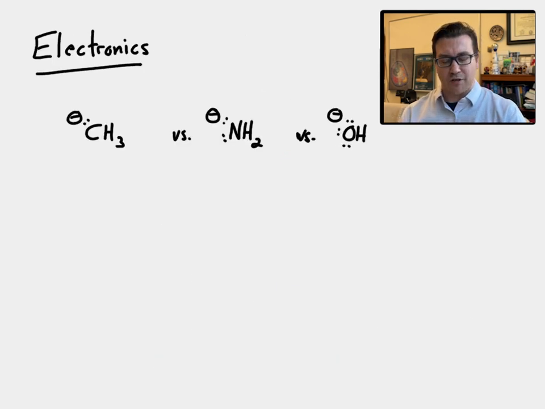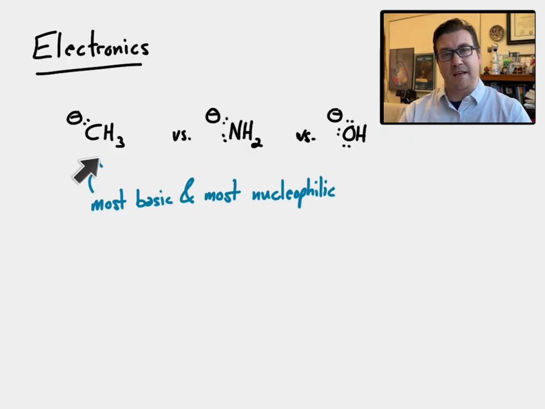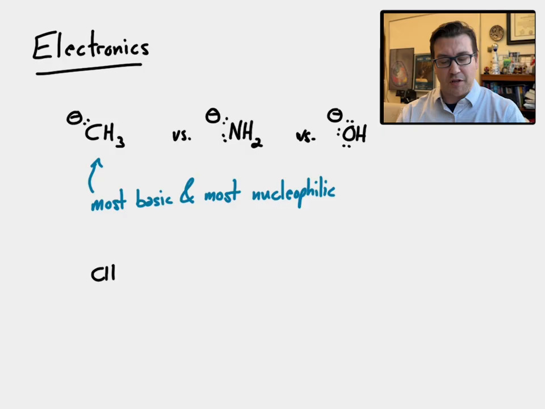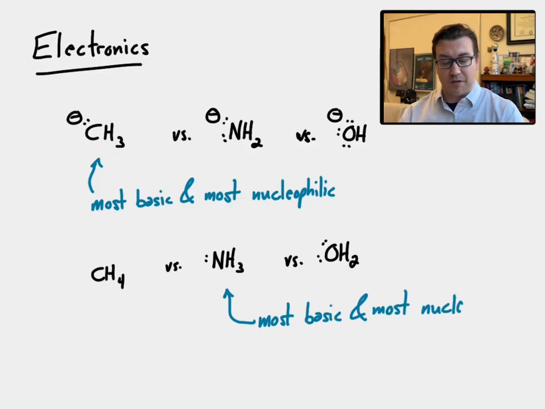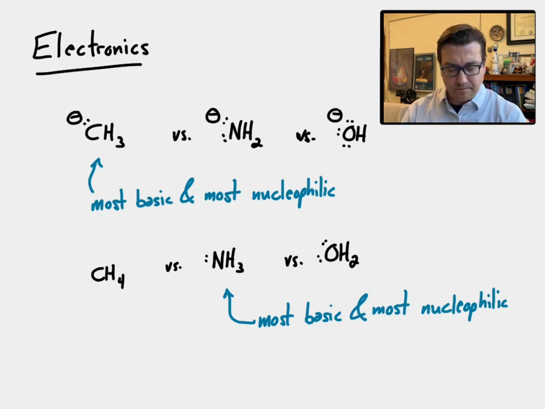So let's look at the role of electronics, and this pretty much follows our exact trend from when we're looking at acids and bases. You look at stability in terms of what is going to be the most basic. The most basic of this series is going to be the deprotonated methane, and it's also going to be the most nucleophilic. Now if we go to the neutral forms, we have methane versus ammonia versus water. You see that ammonia now is going to be the most basic and the most nucleophilic, simply because the methane doesn't have a lone pair of electrons to participate in these types of reactions.